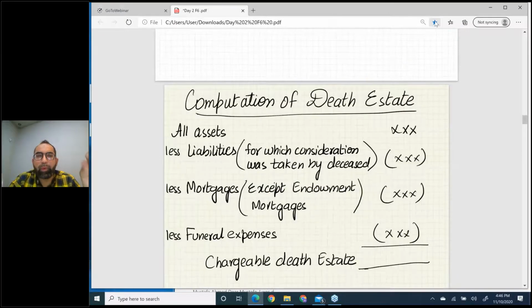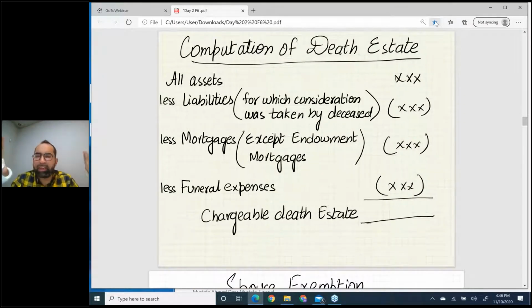Now, this is easy marks. Computation of death estate. It came many times. I've seen this many times. What is death estate? Let us say a person just died. Whatever wealth he has at the time of death, this is what death estate is.